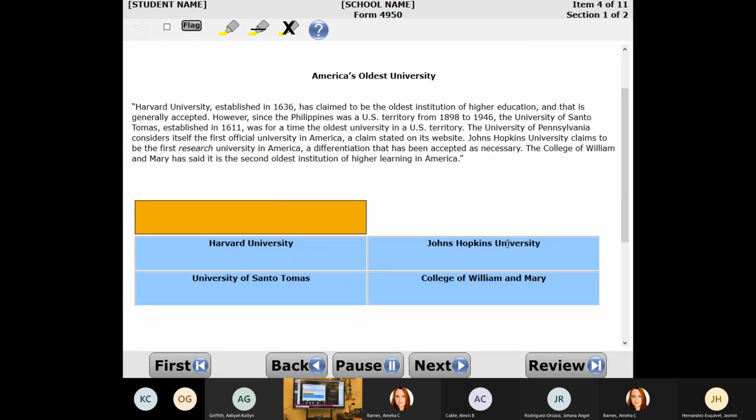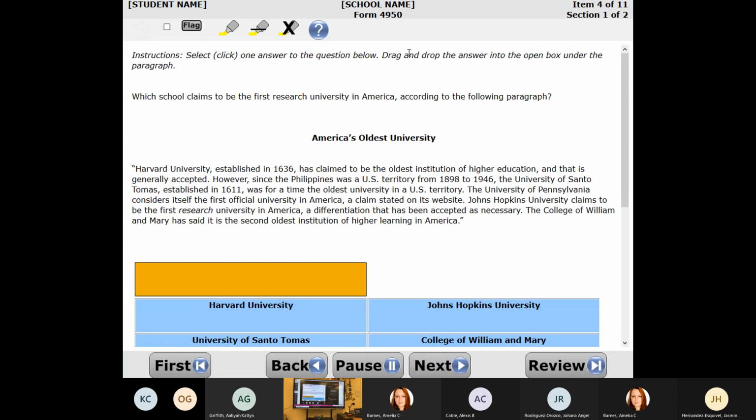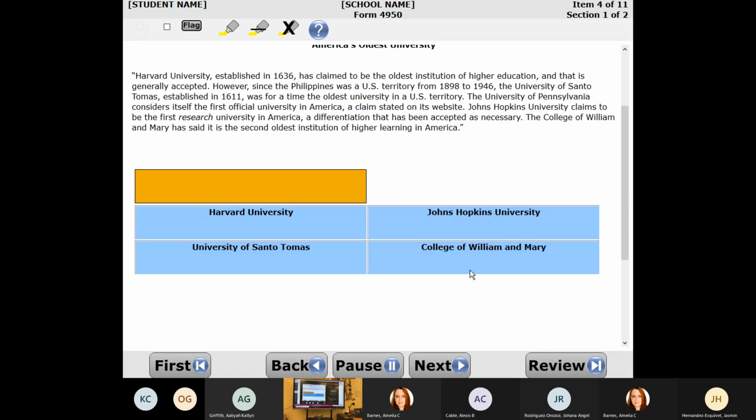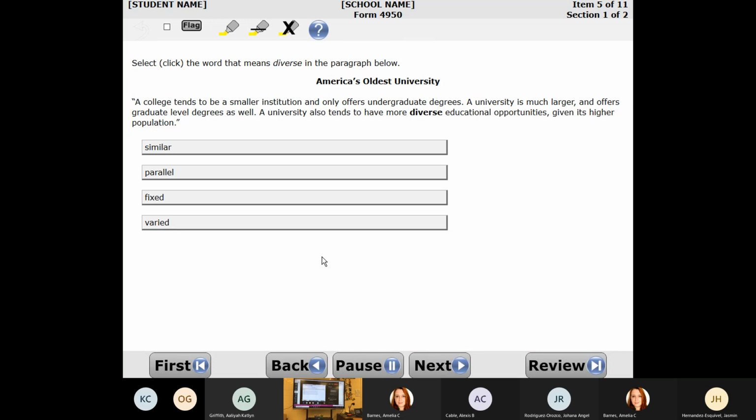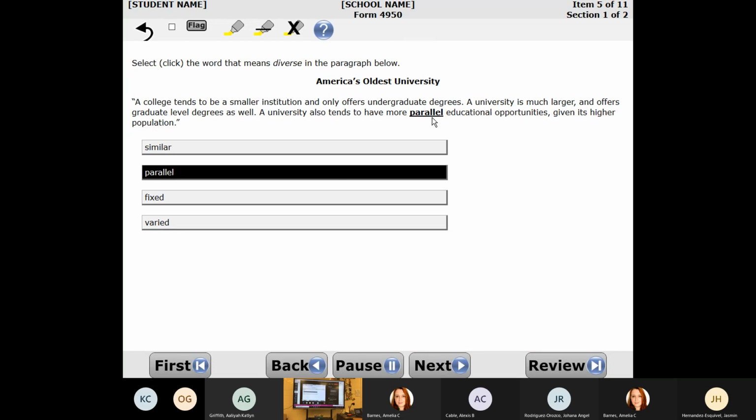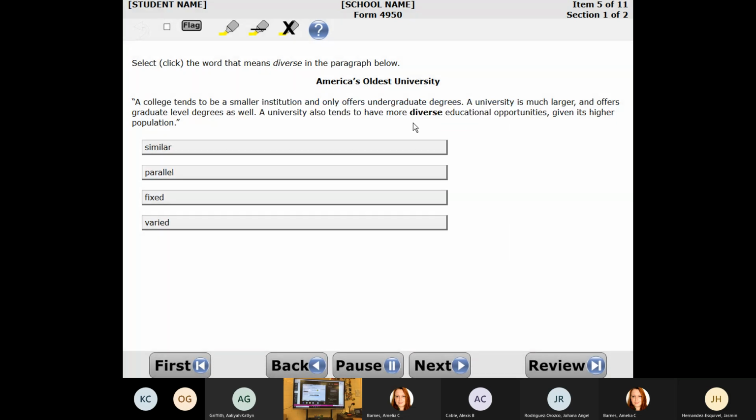These are also drag and drop questions. So click one answer, drag and drop the answer into the open box under the paragraph. And then this one is going to actually substitute the word into the blank so that you can test it and see if it fits. So these are some common question types you'll see on the test. You'll see at least one of everything like this on the test.